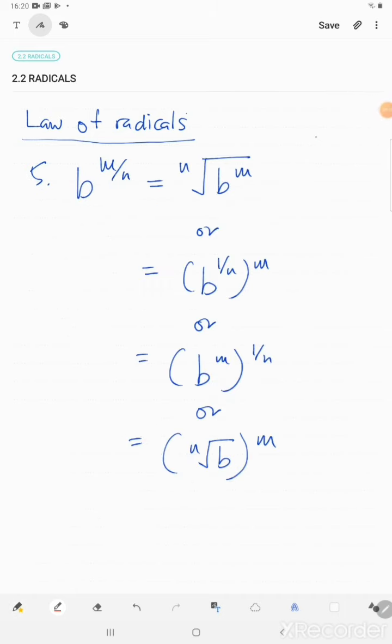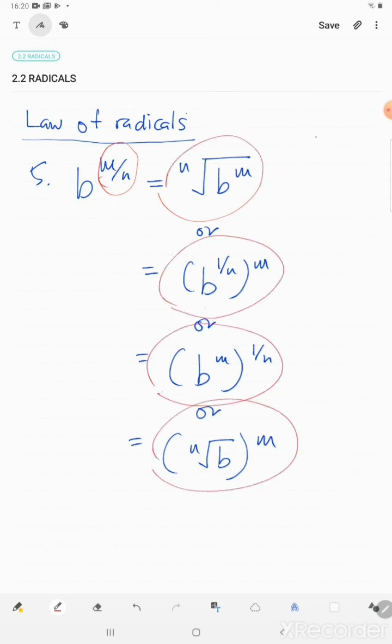The last one, law number 5: we have b to the power of m over n, which is equal to, we have 4 patterns. We can write it as the nth root of b to the power of m. The denominator n will be the index. We can also write it as b to the power of 1 over n, multiplied by m outside, or b to the power of m multiplied by 1 over n. And the last one is the nth root of b, then we multiply by the exponent m. So this is the fifth law. I hope you understand.